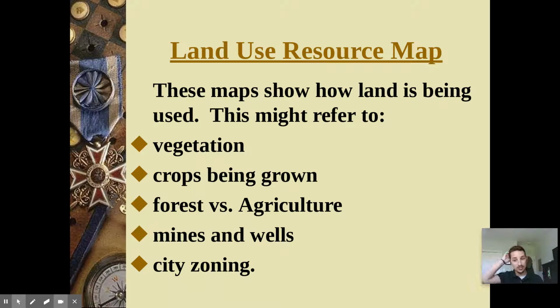So this next one's kind of cool. It's called a land use resource map. And these maps show how land is being used, right, by people. Talking about vegetation, crops being grown, what part of it's forest versus what part of it's agriculture, mines and wells. It's used for city zoning a lot, which means they want to see kind of what land is being used for what, so they can know where to make a city, where to build one.